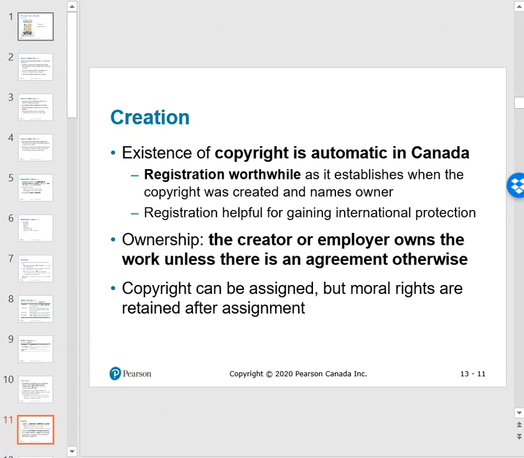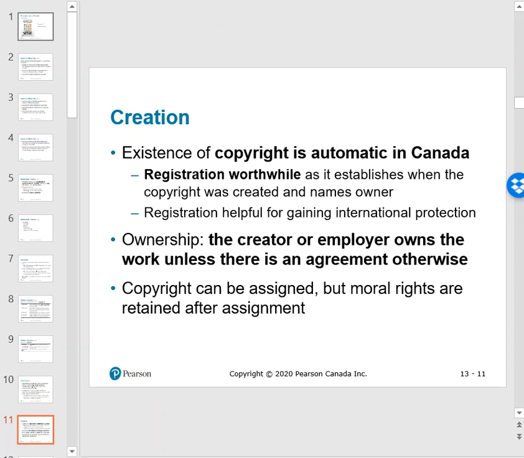But you can still register if you want. And why would you register? Well, you would register for two main things. First of all, there are international conventions that say your registered copyright in your country is also protected here in our country. So if you want to have international protection for your copyright, you may want to register. So you use those international conventions.